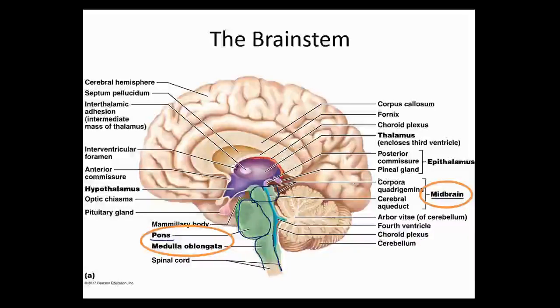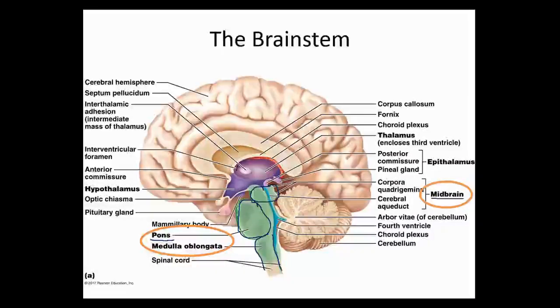One of the main functions of the brainstem is to control those automatic behaviors: sleeping, heart rate, breathing, temperature control. All of that automatic involuntary behavior is regulated within the brainstem. Then we also see that in the hypothalamus as well.